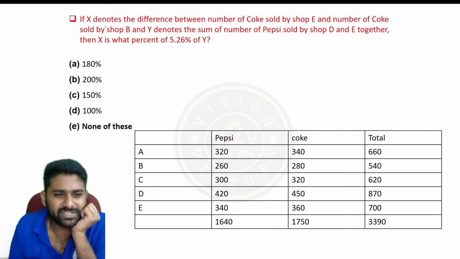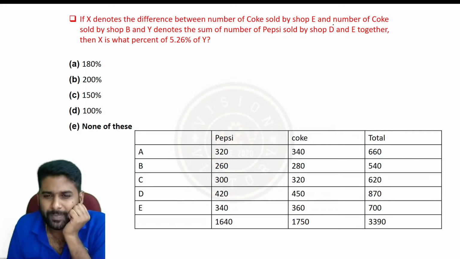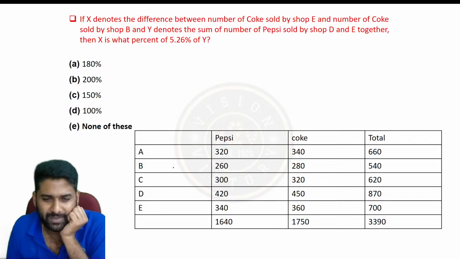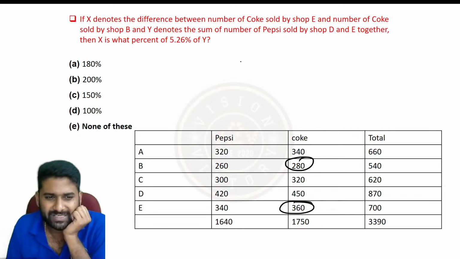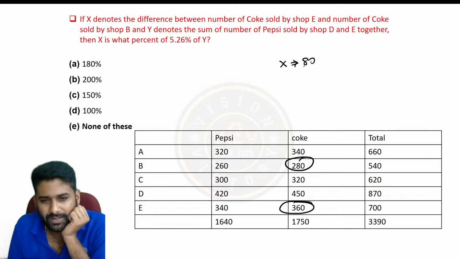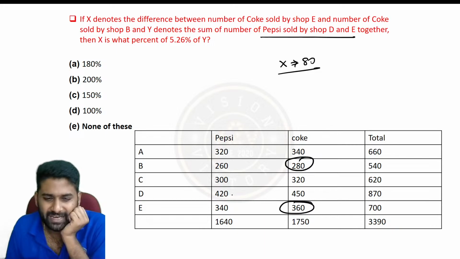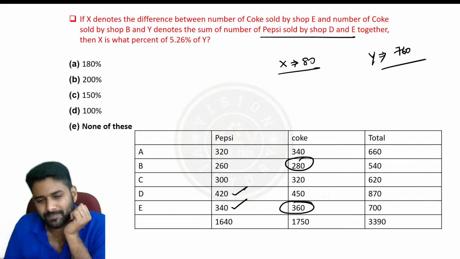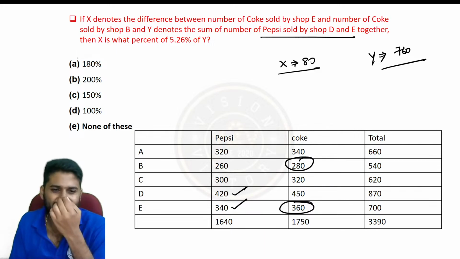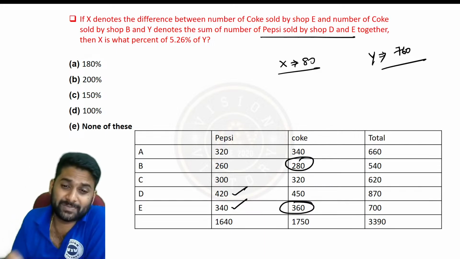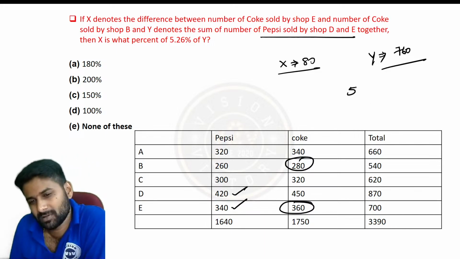Now see, if X denotes the difference between the number of Coke sold by shop E and the number of Coke sold by B, so how much difference can you see? Here X is equal to 80. And Y denotes the sum of the number of Pepsi sold by D and E together. So what is the value of Y here? 760. Now the question: X is what percentage of 5.26 percentage of Y?